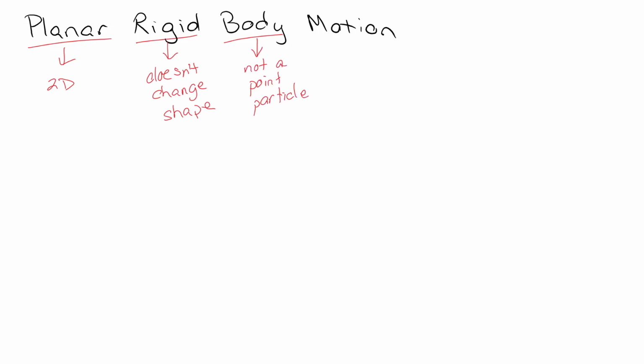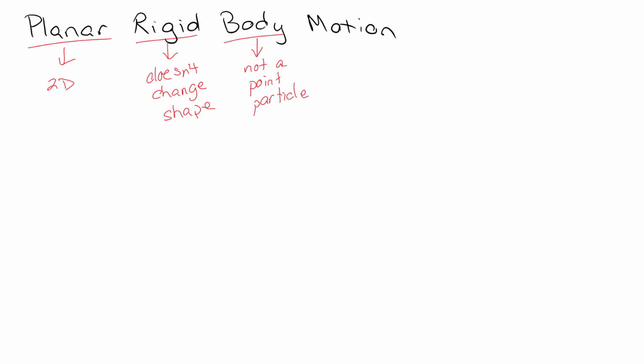So when we're looking at planar rigid body motion, it's important to note that these all mean different things. First of all, planar: we're talking about stuff that's moving in 2D. Rigid means it doesn't change shape. And body is different because usually by the time you get to this in dynamics, you've been looking at point particles. So body means not a point particle.